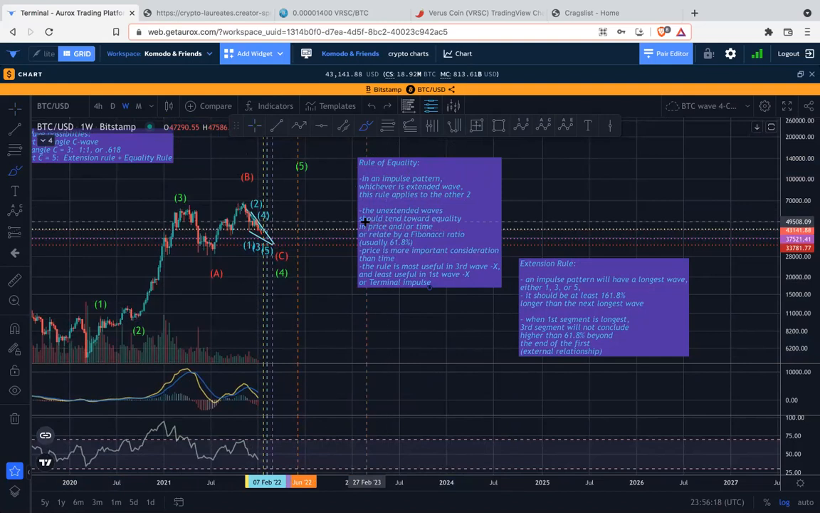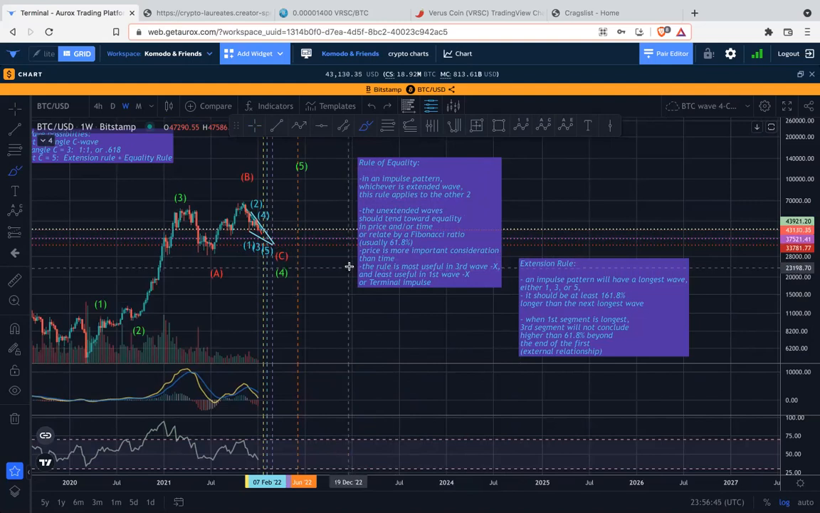And that rule is that these unextended waves should tend toward equality in price and or time. We can look at a bit of time, but we'll definitely look at the price because price is more important consideration than time. And they should relate by a Fibonacci ratio. Again, that 61.8 or 1.618 becomes important.